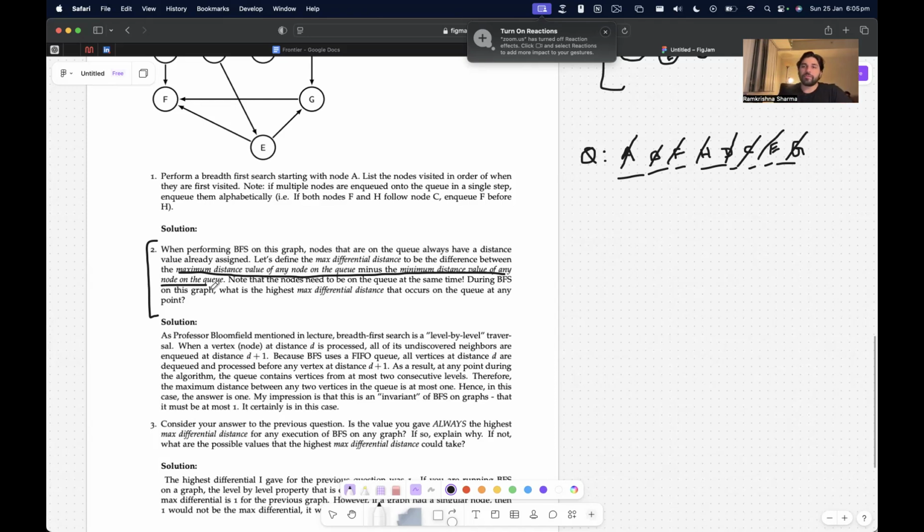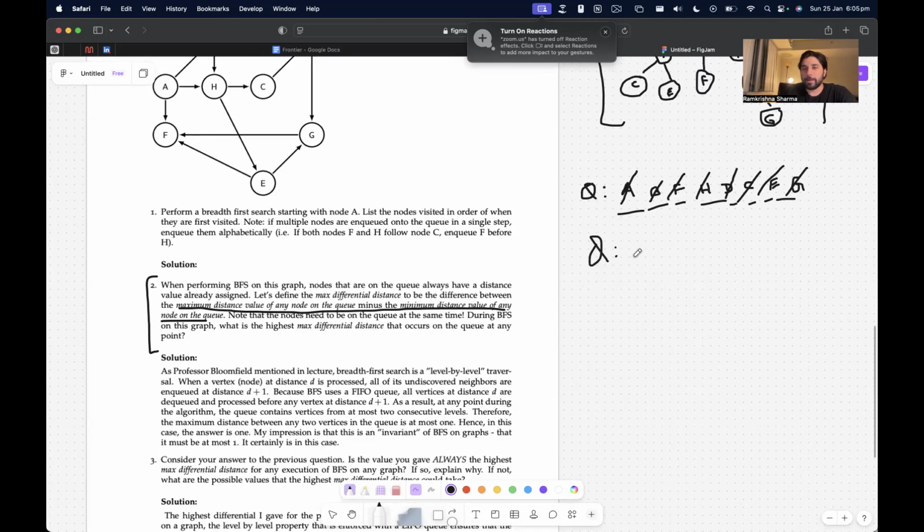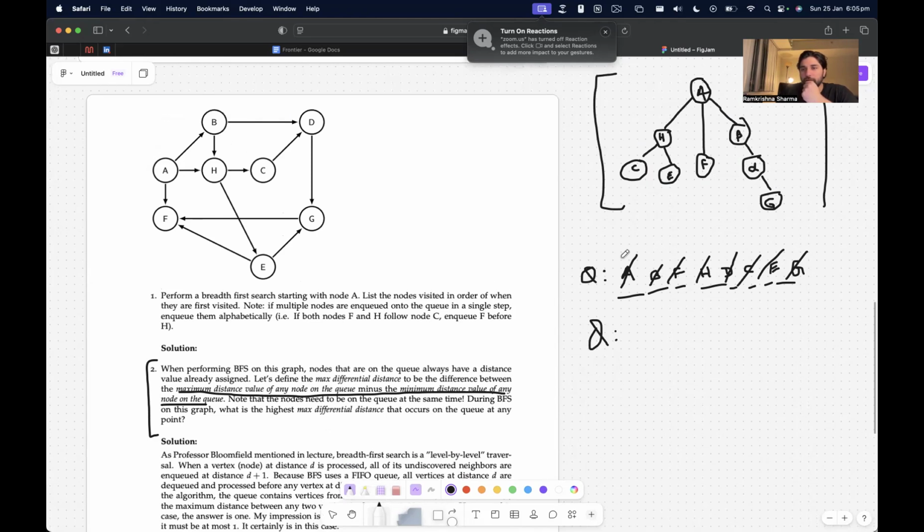Now, interestingly enough, if you were to trace this back, you would find that if you collect the distances, you would only ever find a distance of one as being the max case. Because it's a level by level traversal, the queue at one snapshot in time essentially only considers two adjacent levels at the most, right?